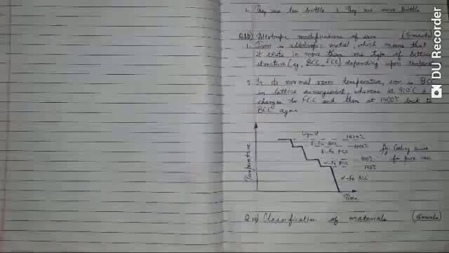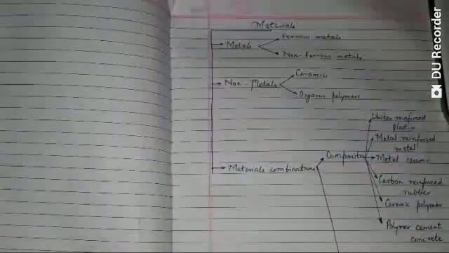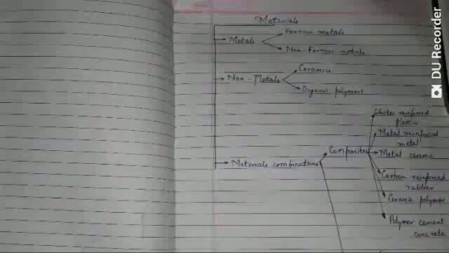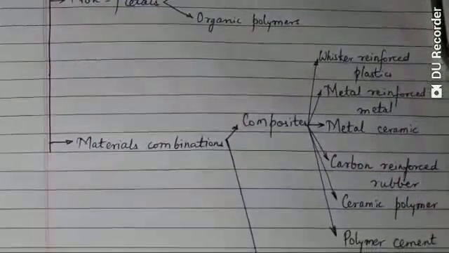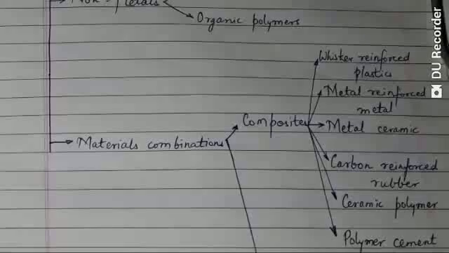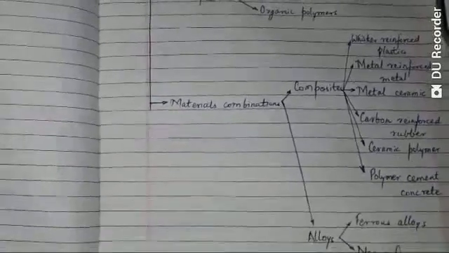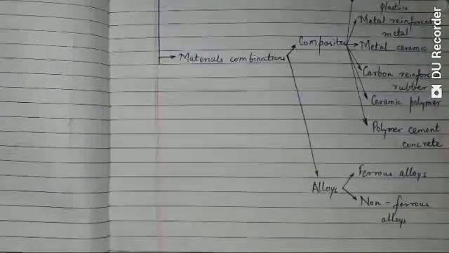Then the classification of the material. Materials are of 3 types: metals, non-metals, and material combinations. Metals can be ferrous metal or non-ferrous metal. Non-metal can be ceramic or organic polymers. Material combinations can be composites like fibre reinforced plastic, metal reinforced metal, metal ceramic, carbon reinforced rubber, ceramic polymer, or polymer cement concrete. Or it can be alloy, either ferrous alloy or non-ferrous alloy. So this was the classification of material.